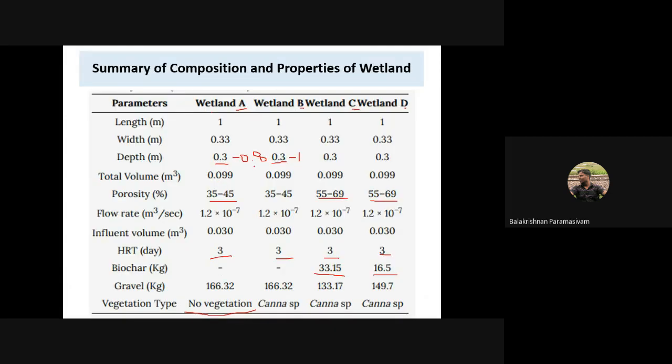So these are the 4 different specifications. Between wetland A, wetland B, wetland C there are differences. One is mainly the porosity, the second is biochar, and the third is vegetation. The porosity is 655 to 659. Because we are providing biochar, the porosity has increased a little bit.